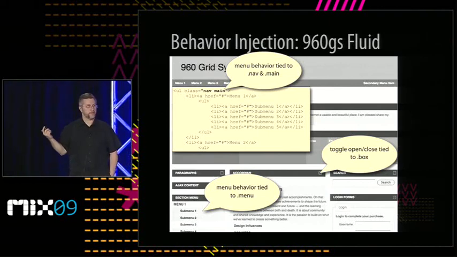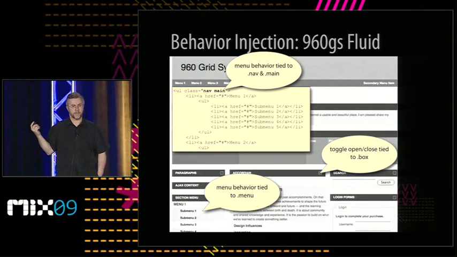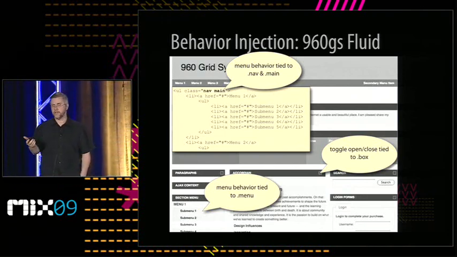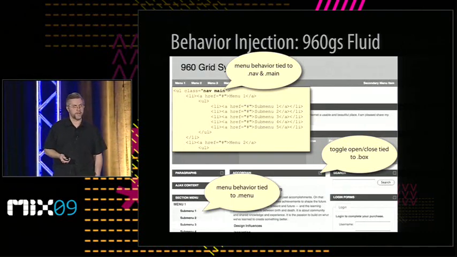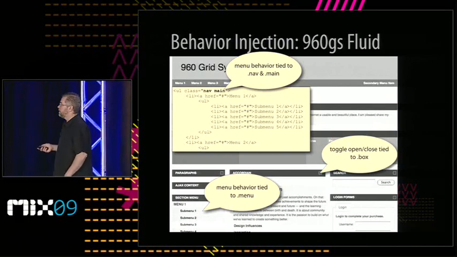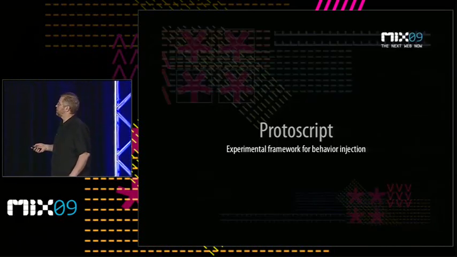So you can see that if you include this 960GS, say with MooTools or jQuery, those two versions, you automatically get the fluid layout, and you get some behavior injection. Now, you may want to extend that and add some more things yourself, or you may want to tweak those, do something differently. But it gives you a really good leg up start.